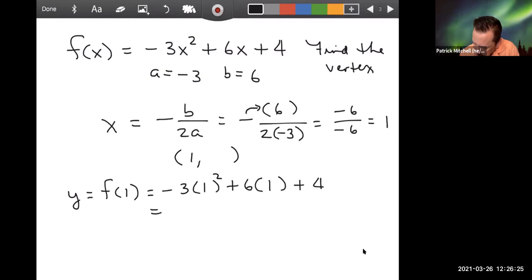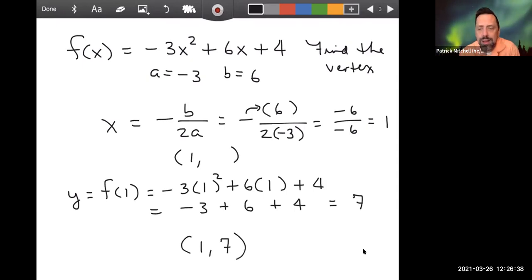So that's going to be negative 3 plus 6, which is 3. 3 plus 4 is 7. The vertex of this parabola is (1, 7).